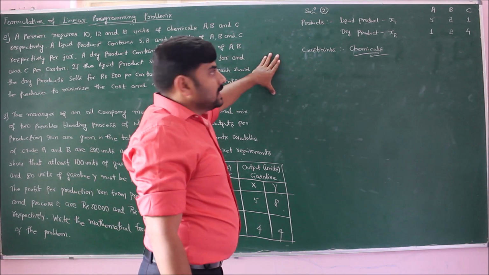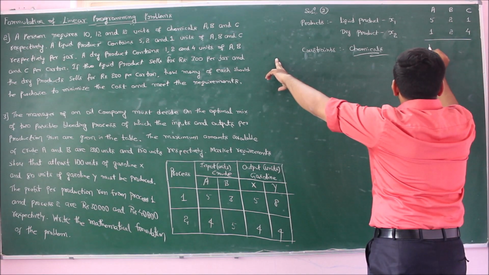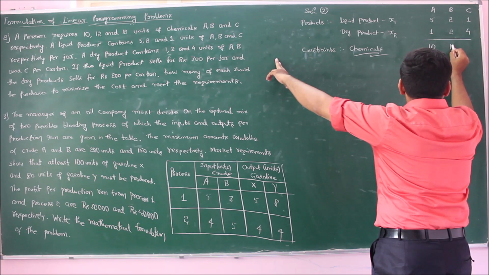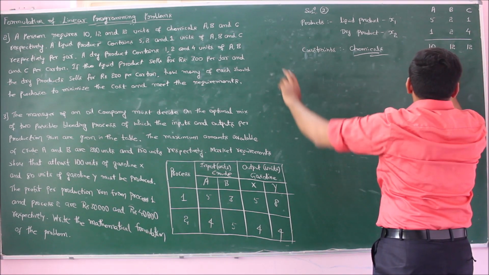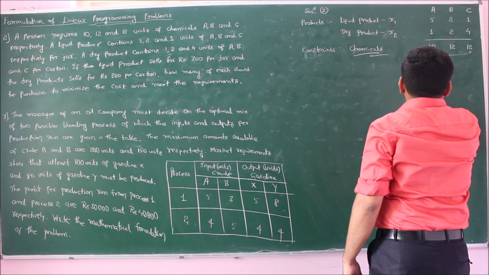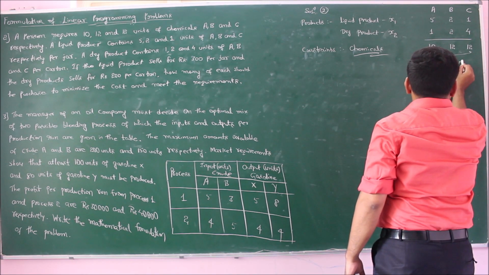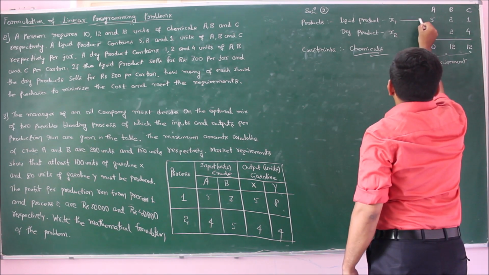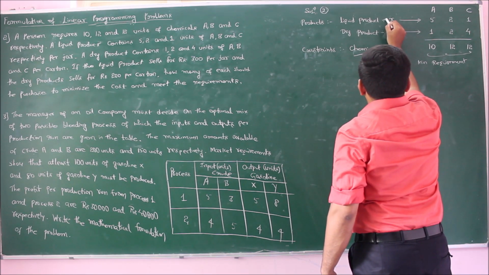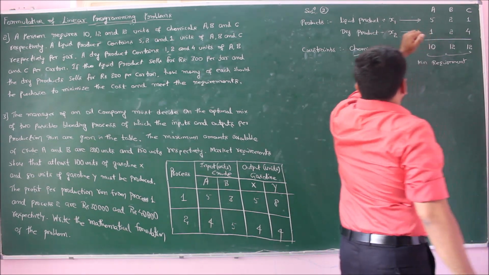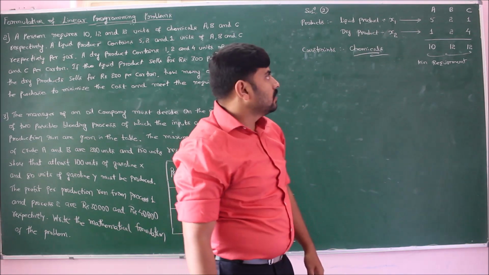And he requires 10 units of chemical A, 12 units of chemical B and 12 units of chemical C. So this is the minimum requirement. This is the chemical composition of these products, or these products contain these chemicals.